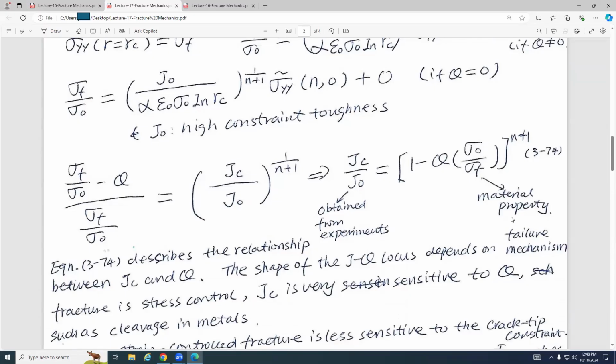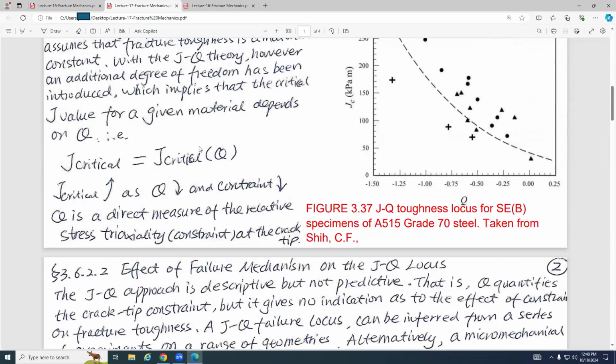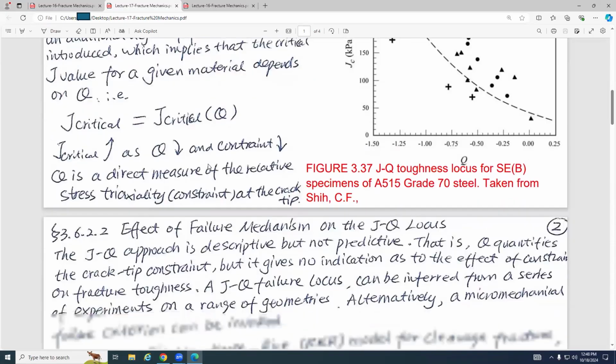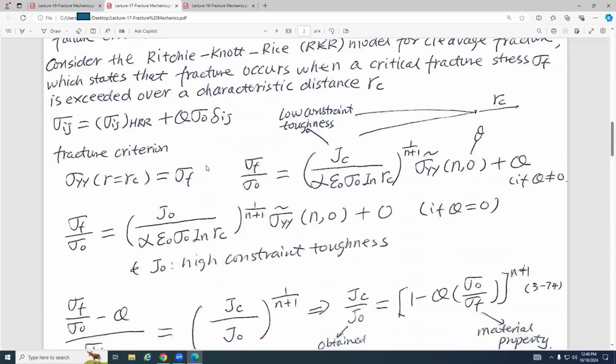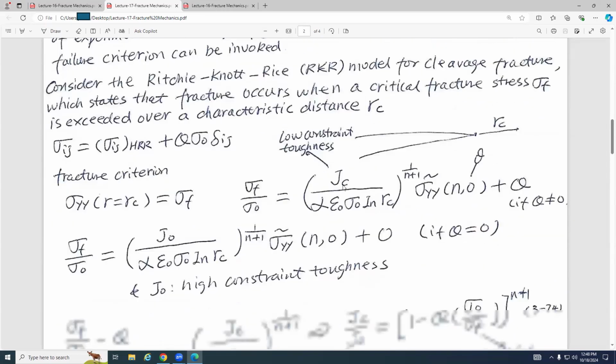So using this equation, we can get TC, and TC is a function of Q. Do you understand this? J0 you can obtain using experiments, and you can use this equation to write TC in terms of Q. So this is the RKR model.